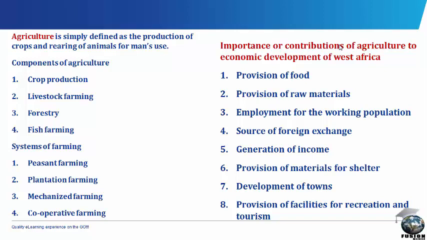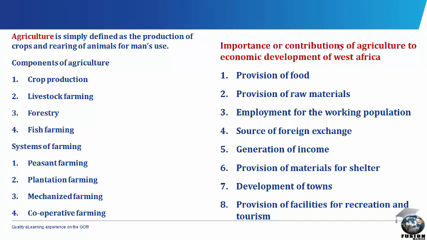Provision of materials for shelter. Agriculture provides materials essential for building, such as poles, doors, windows, roofs, etc., and materials required for furniture, such as chairs, table, bed, etc.